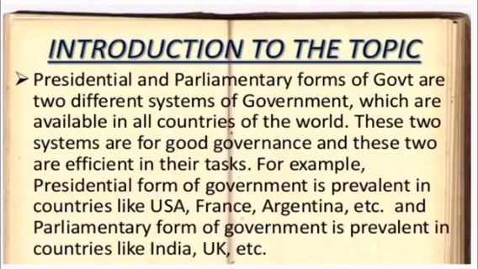Presidential and parliamentary form of government are two different systems of government which are available in all countries of the world. These two systems are for good governance and these two are efficient in their tasks. For example, presidential form of government is prevalent in countries like USA, France, Argentina, etc. and parliamentary form of government is prevalent in countries like India, UK, etc.